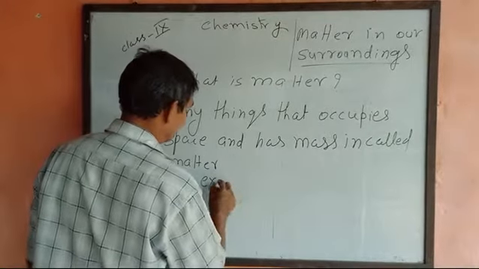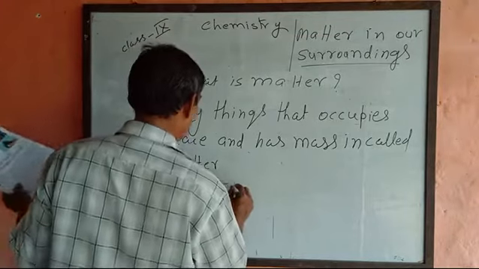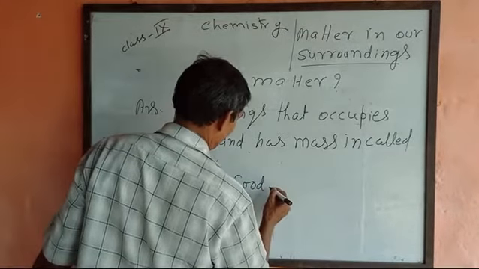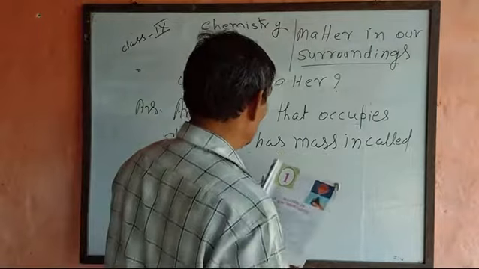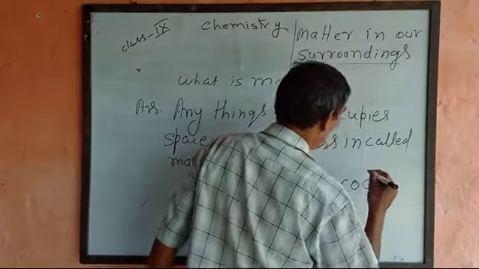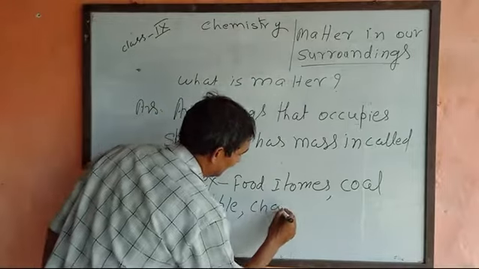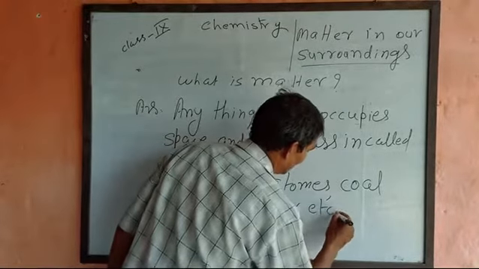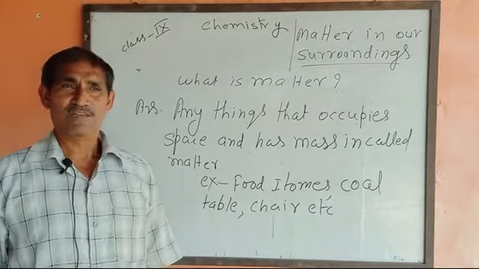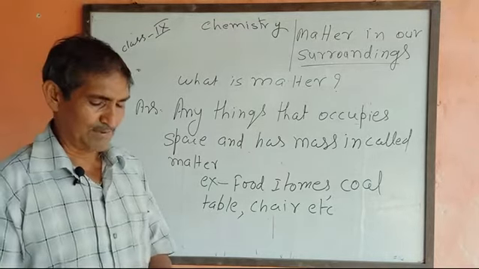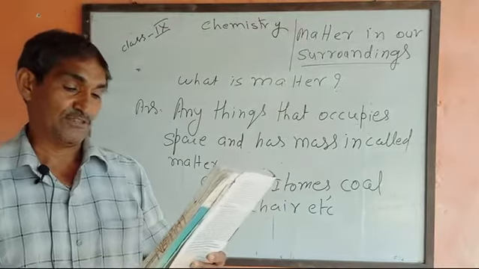Example: food items, coal, table, chair, etc. There are so many matters in our surrounding. हमारे चारों तरफ बहुत सारे एग्जाम्पल हैं. आयरन, वुड, आइस, अल्कोहल, मिल्क, लिक्विड, केरोसिन, etc.